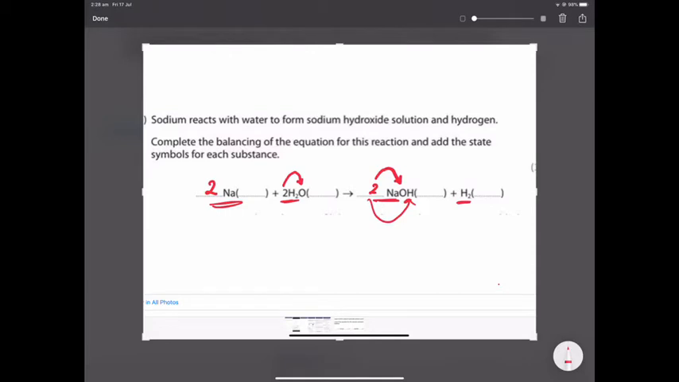And that's balanced now. State symbols are not easy because they're scattered. Learning about state symbols is scattered throughout different topics. It's not something that can be taught all in one go in one nice easy topic.